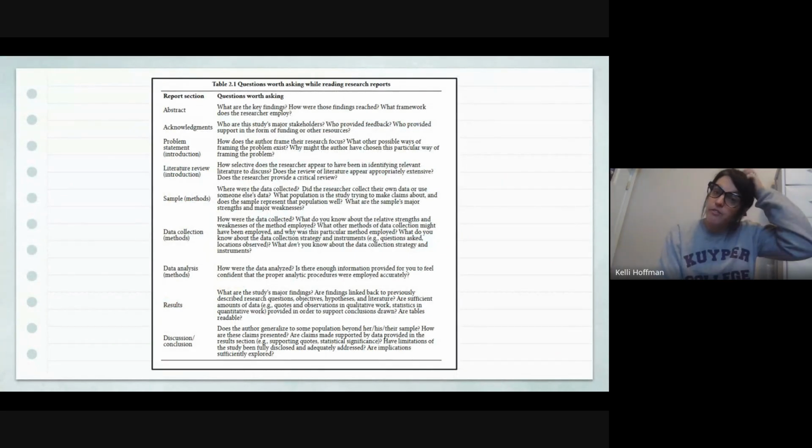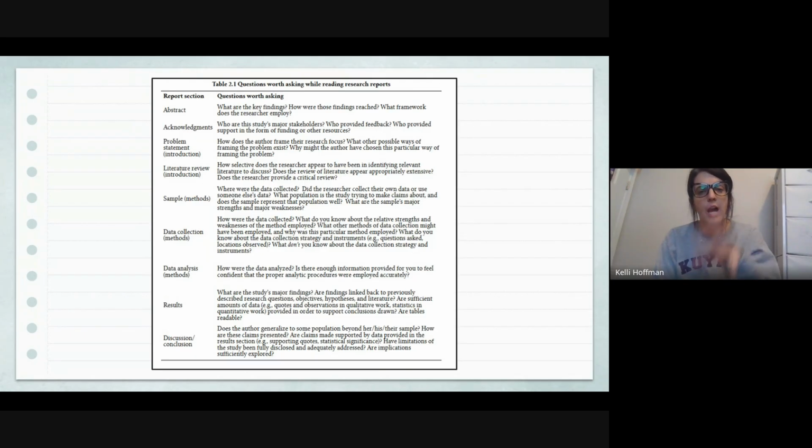This is taken straight from the textbook: some questions to ask while reading research reports, starting with the abstract of an empirical article. I'm not going to go through all of these because it's in your textbook, but this is a really handy tool to have on hand when you're starting to dive deeper into articles that you actually like. So use this resource, from the slides or from the textbook, however you want to use it.